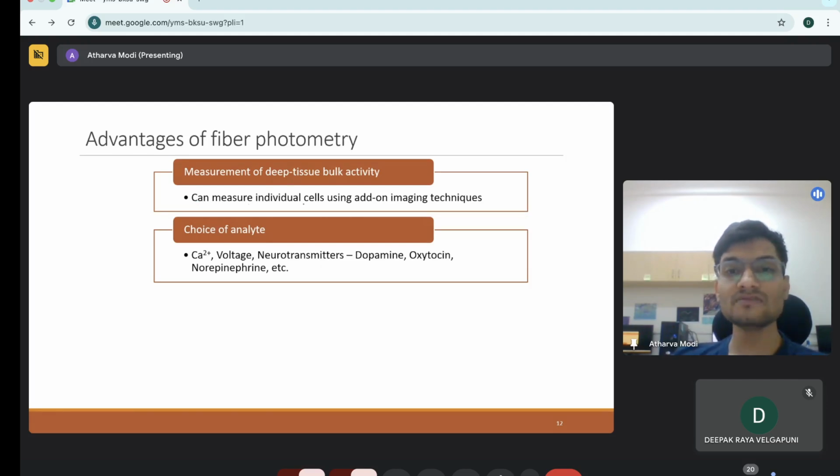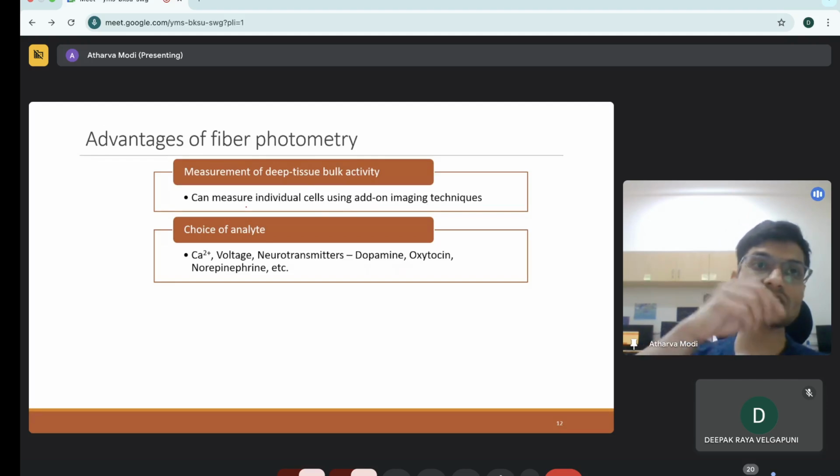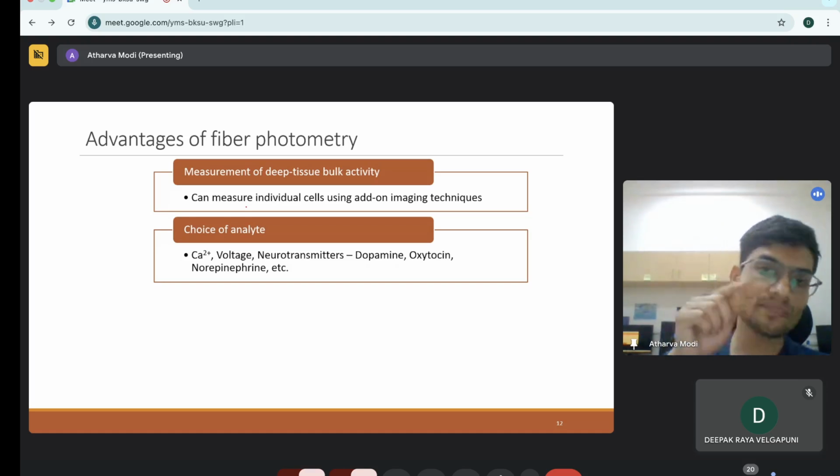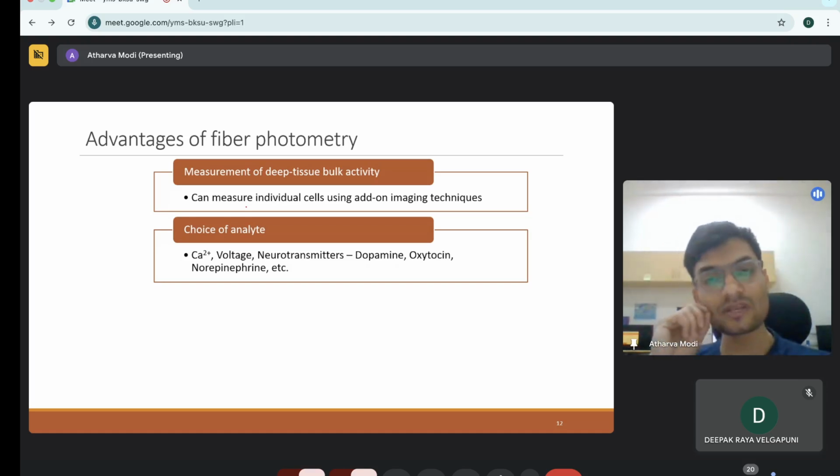Also, we can measure individual cells using add-on imaging techniques. So if you put a camera on top instead of a photomultiplier tube, the camera can measure pixel-wise, and you can use advanced optics to resolve the signal in pixels, and you get cell-wise signal. Basically, you can find cells out of it.